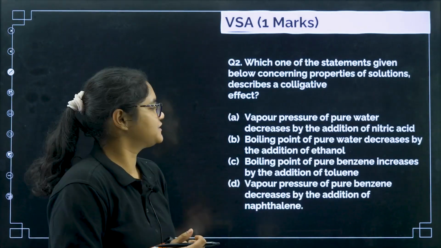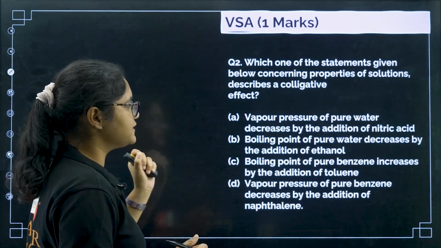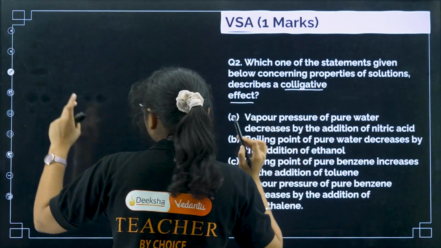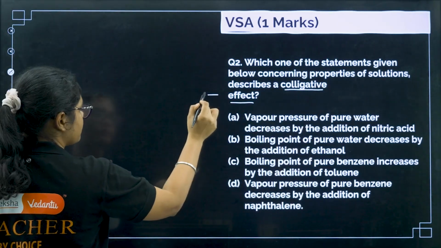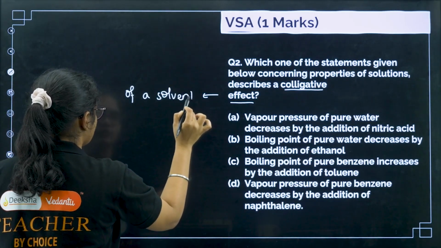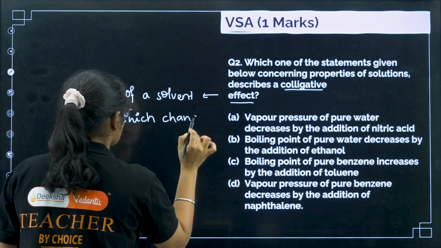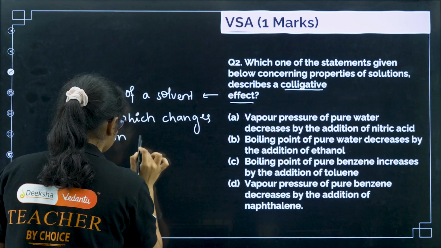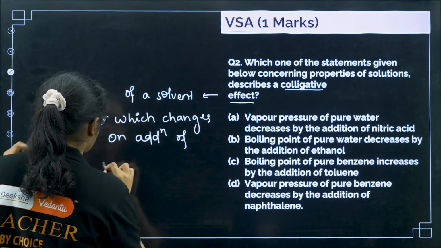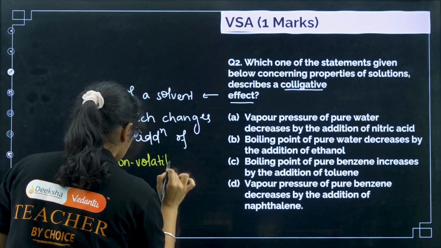Now let us see the next question here. Which one of the following statements concerning the properties of solutions describes a colligative property? So what is a colligative property? Colligative properties are those properties of a solution or of a solvent which change on addition of a non-volatile solute. This is very important.